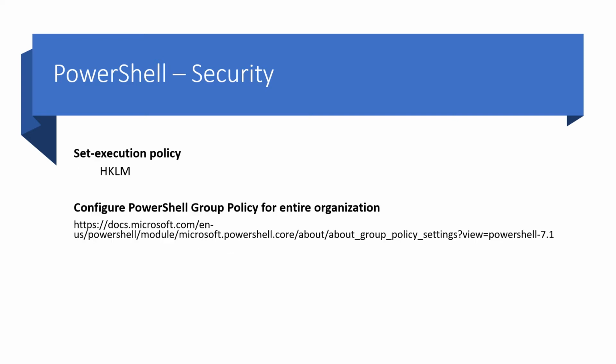Now we are going to understand how we can configure these execution policies in our environment. There are two ways. In PowerShell, just type the command Set-ExecutionPolicy. You should run this command with administrative privilege because this command is going to change the server registry. The second option is to configure PowerShell group policy for the entire organization. For better understanding, just review the link I am providing in this slide. It will give you more insight into how group policy works in PowerShell.